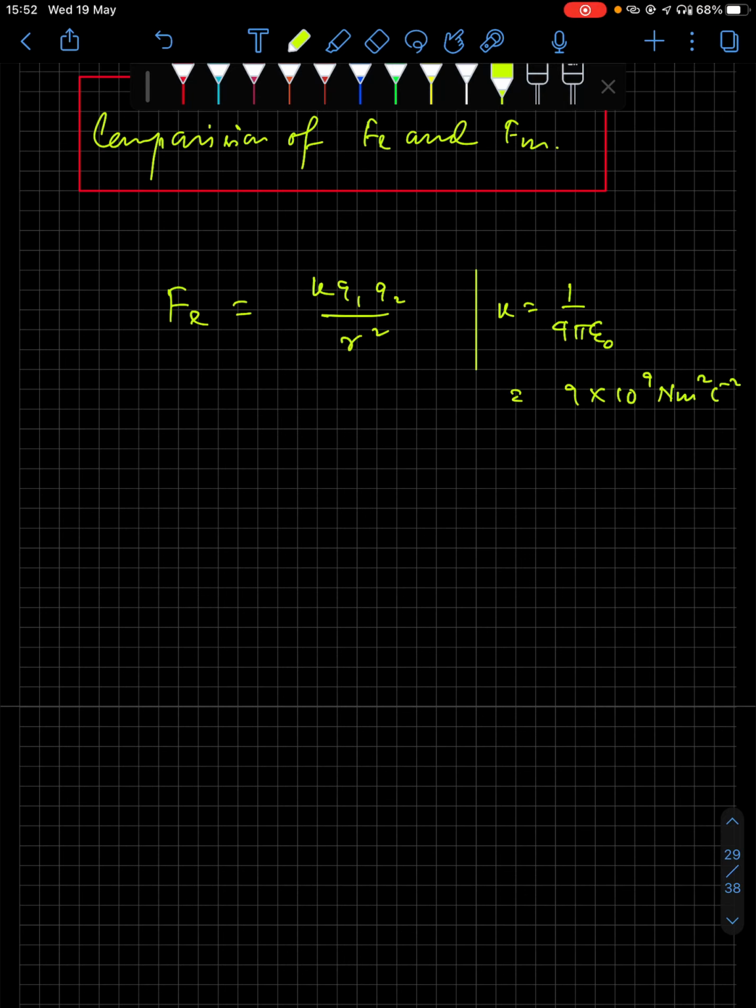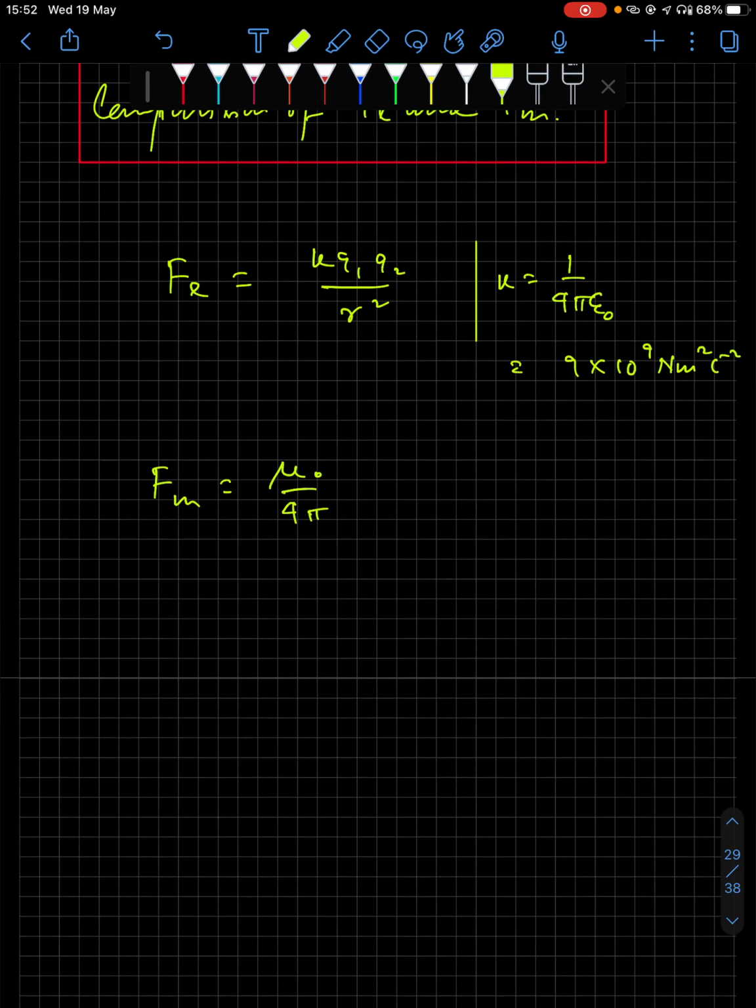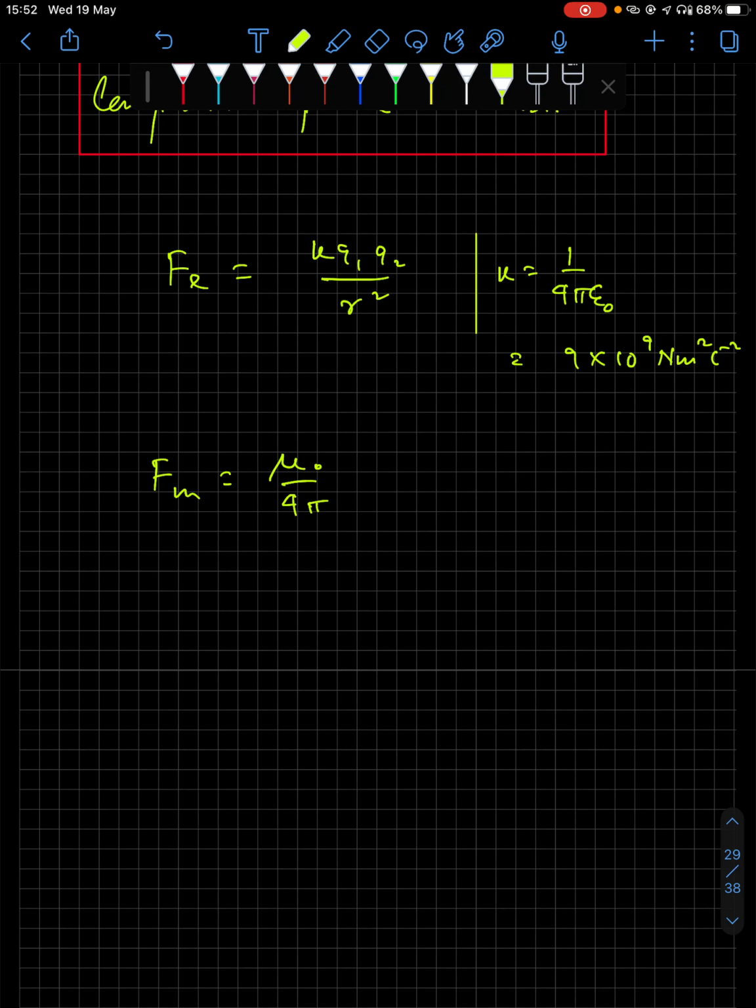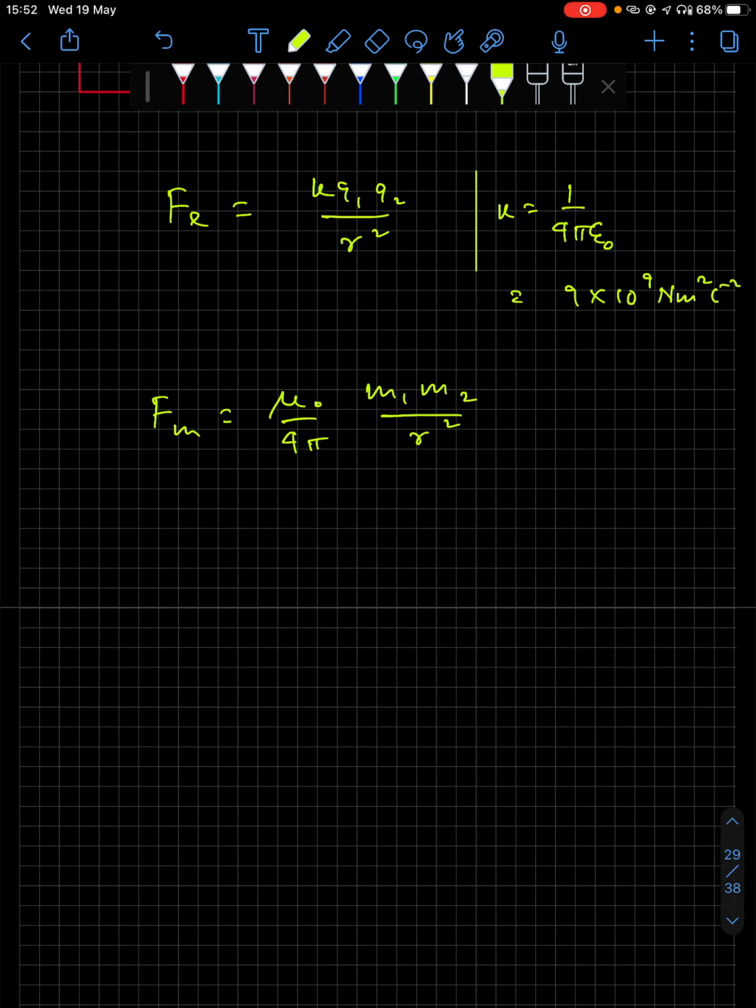Now the magnetic force between two moving charges is given by, so again we have Coulomb's law in magnetism. Here also we write this as k, but the value of k in magnetism is mu naught by 4 pi. So the force is mu naught by 4 pi m1 m2 divided by r square. Now you will find this relation in the next chapter actually, where m1 m2 are the pole strengths.